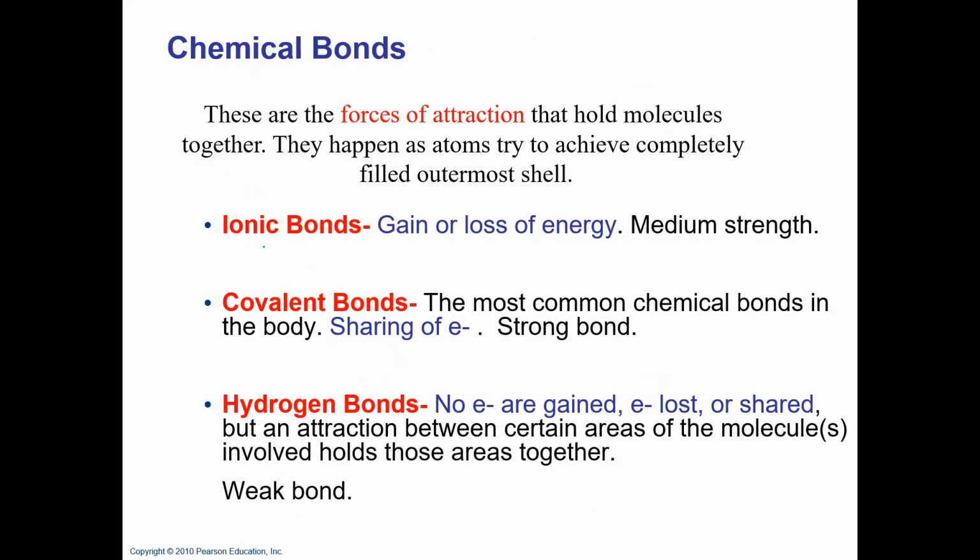So there are three types of bonds that can be formed between the atoms. These are the most common types of bonds in your body: ionic bonds, covalent bonds, hydrogen bonds. Ionic bonds are the medium strength bond. Okay, and ionic bonds are formed by formation of ions.